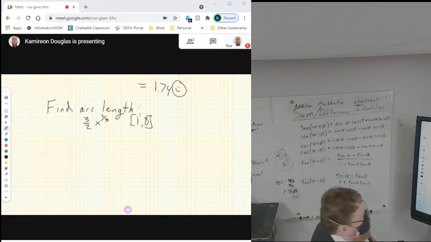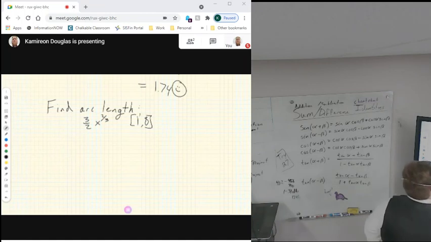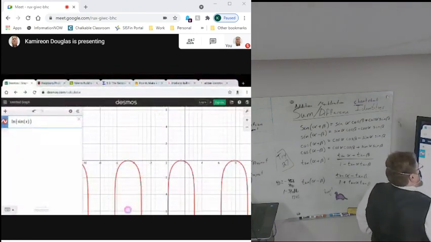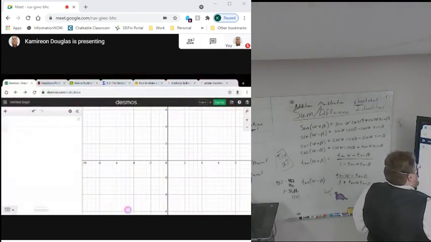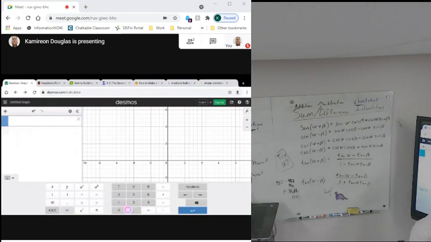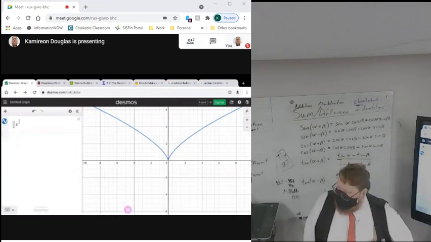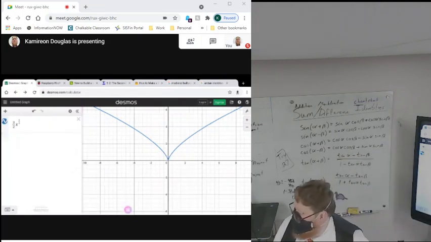Here we go. But first, talk about this function. Desmos. Here we go. 3/2. Two-thirds. Oh, look at that. Beautiful, beautiful function. Oh, it's like a little butterfly.